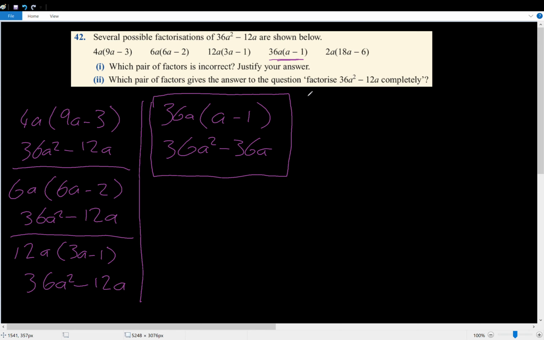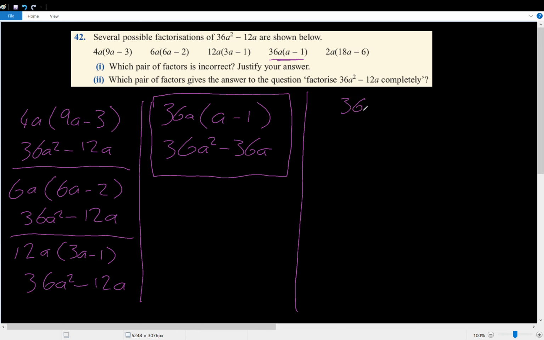Now for part 2, we've got which pair of factors gives the answer to the question: factorise 36a squared minus 12a completely. When they say completely in this sense, what they mean is when the factors were taken of this, the highest possible common factor was taken from 36a squared and from 12a. So instead of going searching through these, let's actually do that.